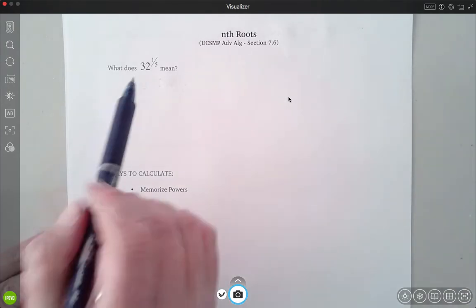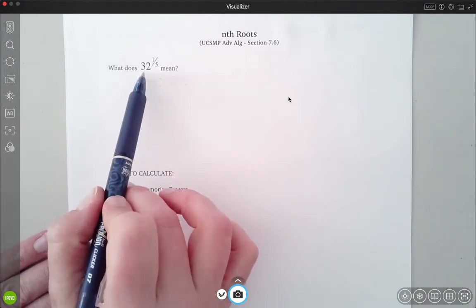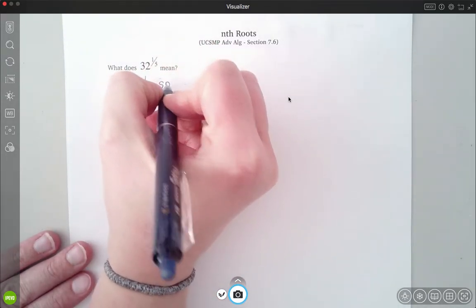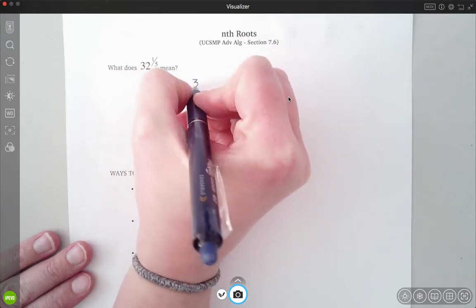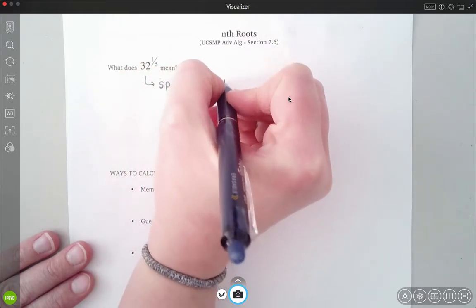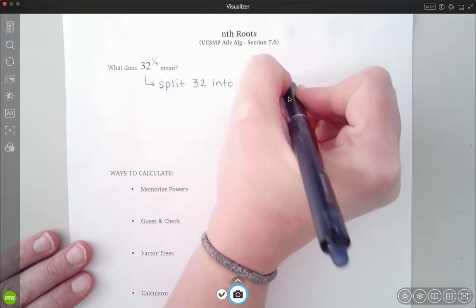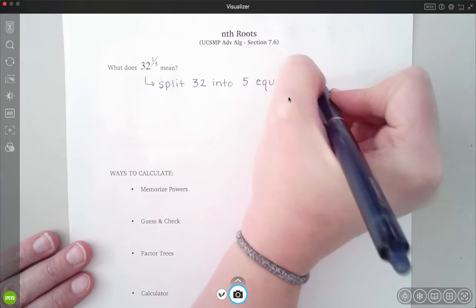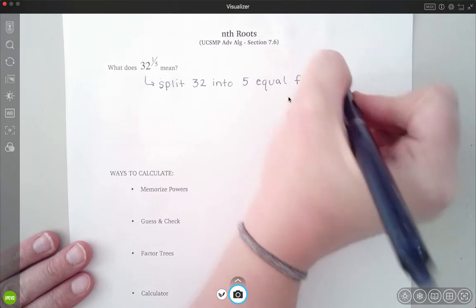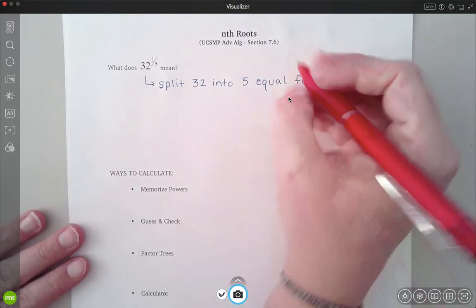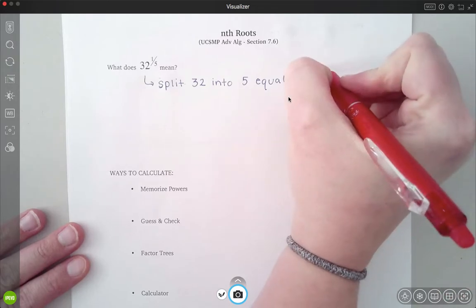So as an example here, what does 32 to the 1/5 power mean? This is saying to split 32 into 5 equal factors. That is not the same thing as dividing by 5, okay? Dividing by 5 would split it into 5 equal pieces that if you added back together would give you 32. But when I say the word factors, that means multiplication, okay?